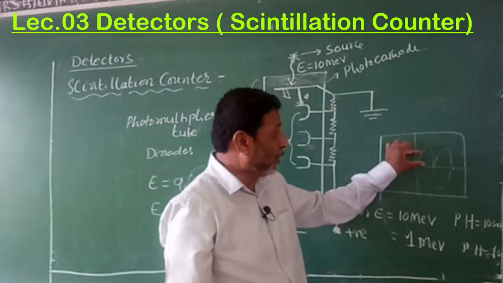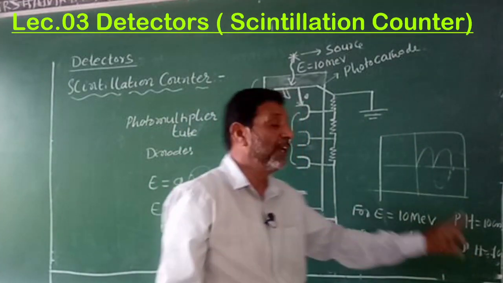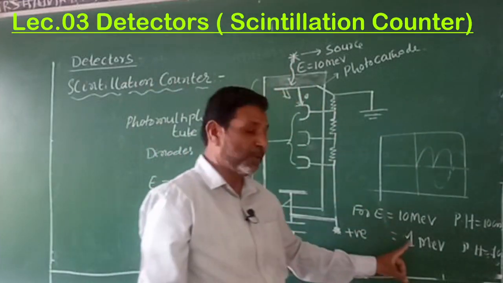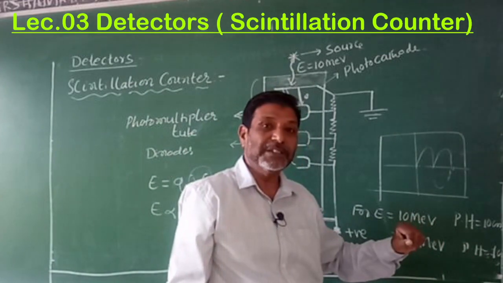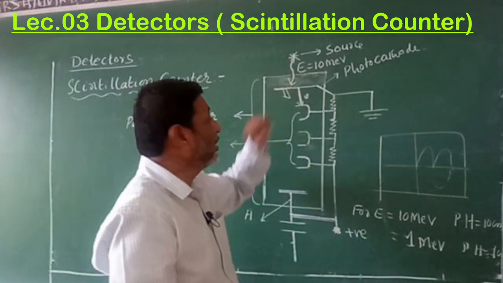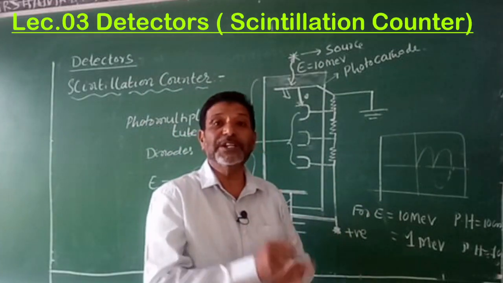That means if you are getting a pulse height equal to 1 centimeter, it is understood that the energy of the incident particle is equal to 1 million electron volt. If the pulse height is 2 centimeters, then it shows that the energy of the incident particle is 2 million electron volts. This is the calibration.